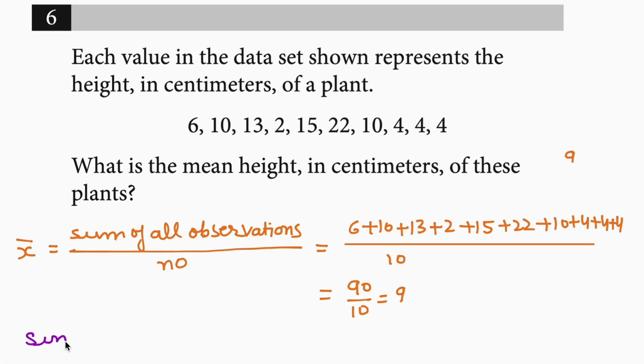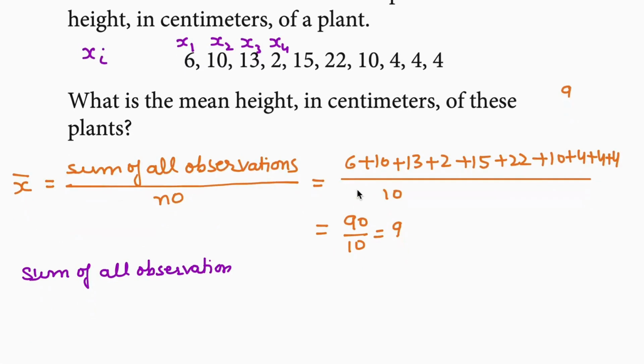When we write sum of all observations, observations are always written as xi, where i is like x1, x2, x3, x4. So this is x1, this is x2, this is x3, this is x4, x5 and so on. So sum of all observations here I meant was x1 plus x2 plus x3 and so on. Now there is a symbolic representation to this.